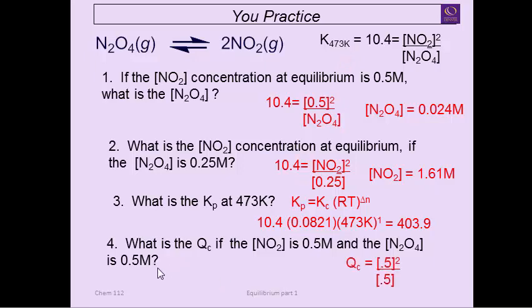Okay, so now, what is the Kc? If the NO2 is 0.5 molar and the N2O4 is 0.5 molar, you just plug and chug. There you go. The Kc is 0.5. Now remember, once again, this is a concentration-based Q. It really is meaningless unless you compare it to this. I know that 0.5 has to change to that in order to reach equilibrium. And that's going to be the subject of the next video.